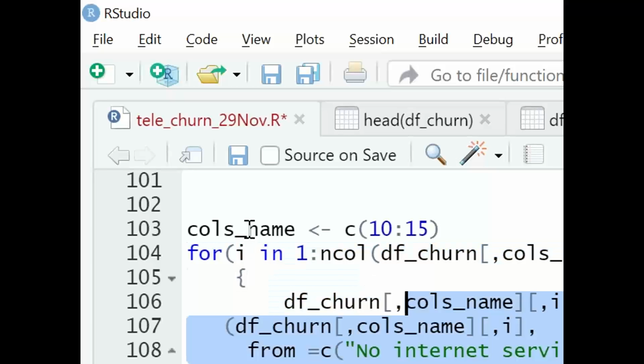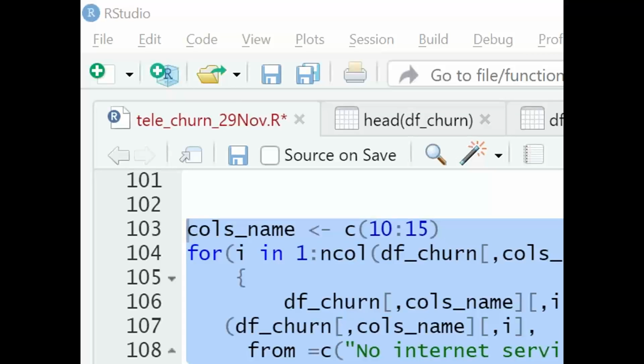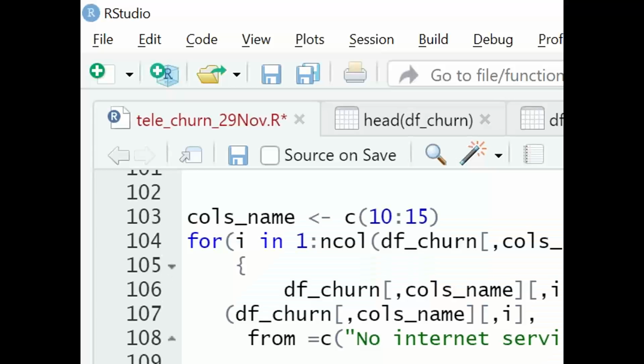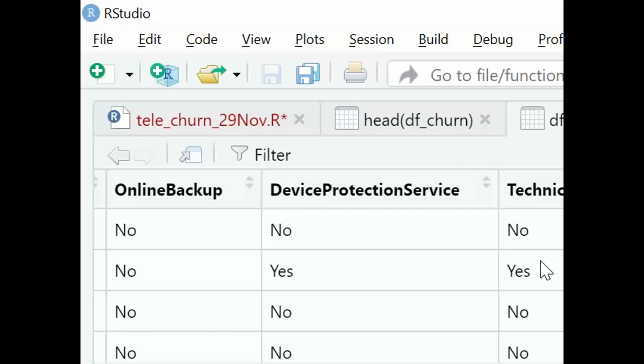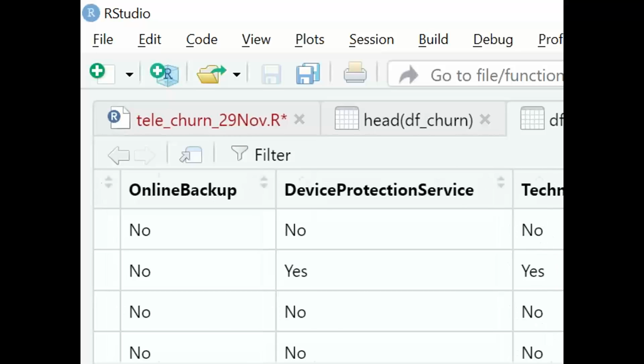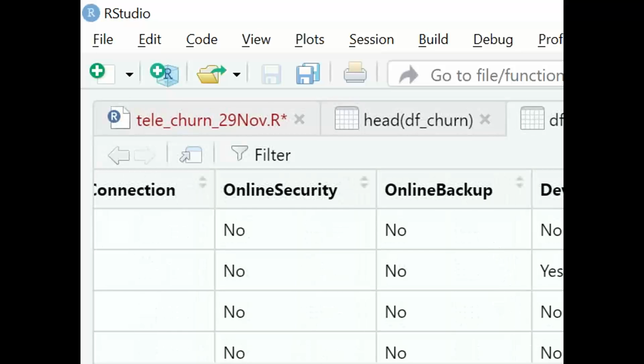So I'm just sharing this part of the code with all of you in case you would like to write it, or if you are writing it by yourself, that is the best thing. So let us execute this. So now if I check my data set, wherever it was no internet, it has been replaced with no now. So now you will not find any no internet connection. Everywhere it is no being written over here.